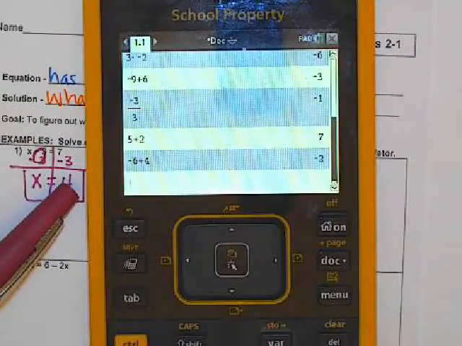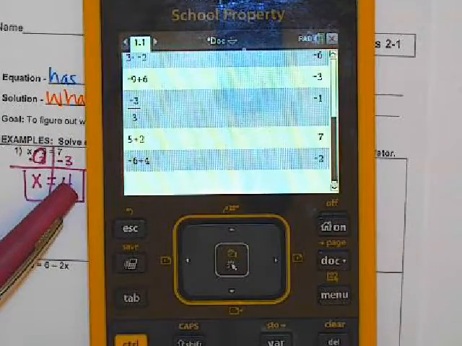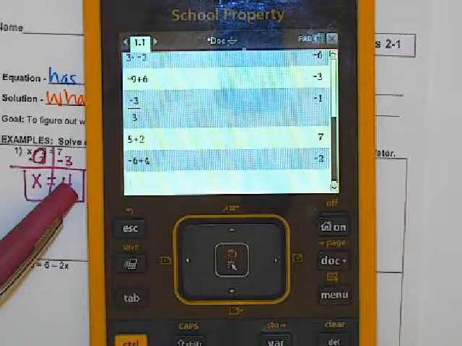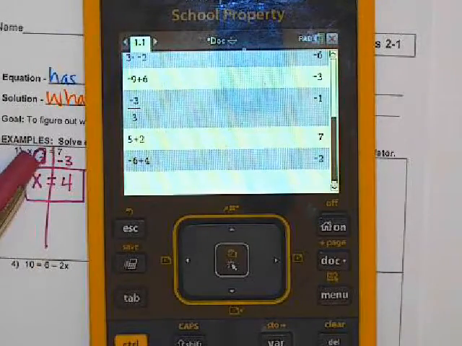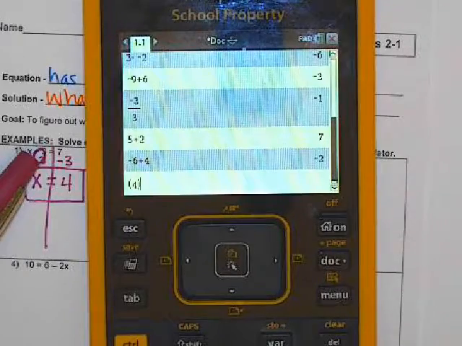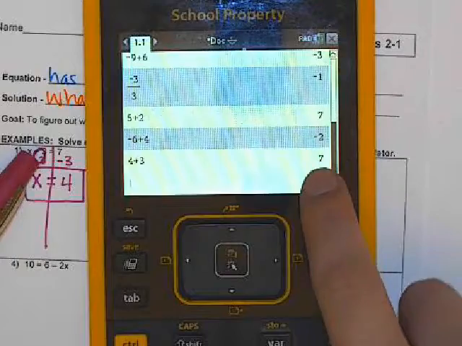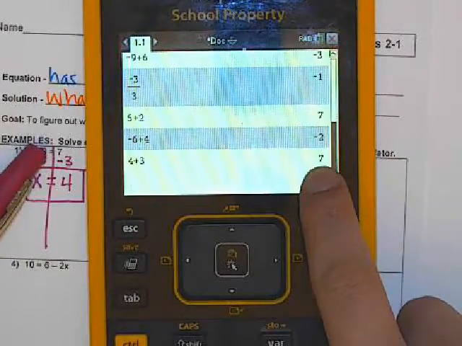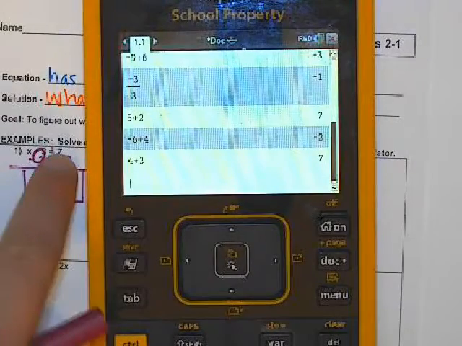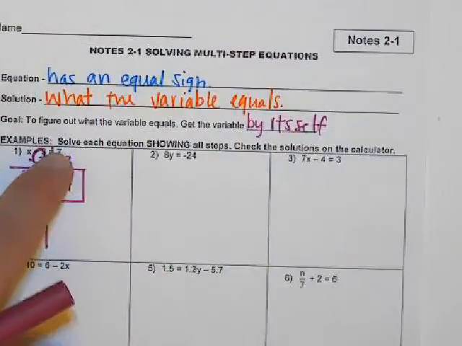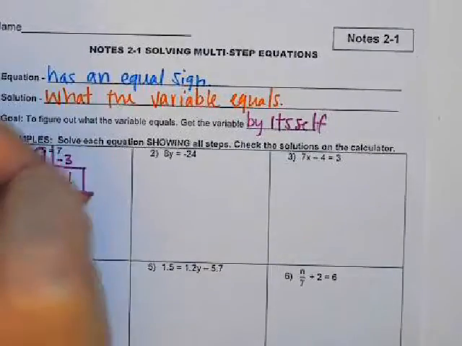And when I plug it in, what does it have to have? It's got to have a helmet on, right? It's got to have parentheses. So I'm going to take this 4 and plug it back into x plus 3. So parentheses 4 plus 3. And what do I get? 7. So if x plus 3 is 7, does that equal 7? Yes. So this is the correct answer, because 7 equals 7. So that works.